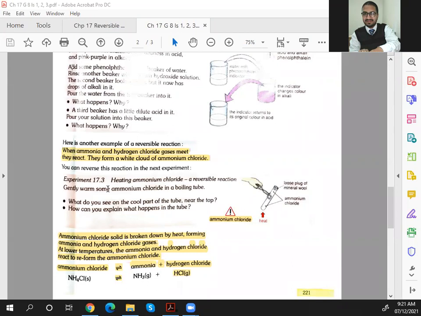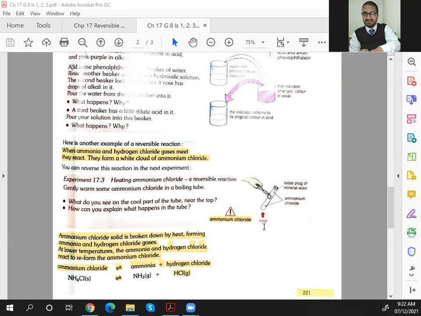Keep it in your mind, this thing. You warm it slowly, gently. Do not make a high flame and put your test tube on the flame. No, that will not be the proper way. So gently warm some ammonium chloride in a boiling tube. This one here, you can see that.